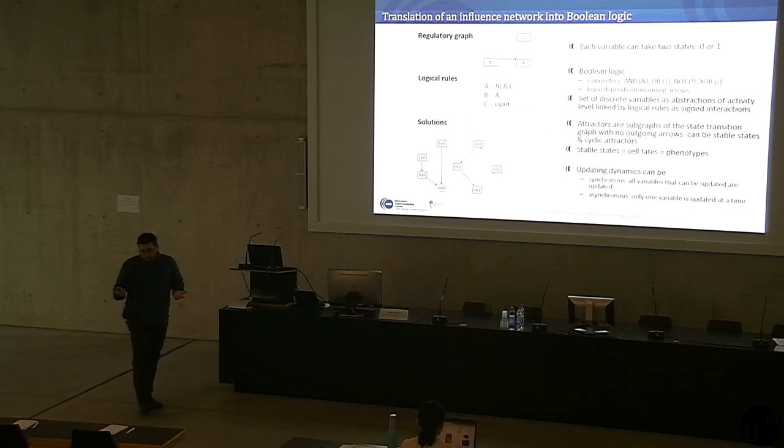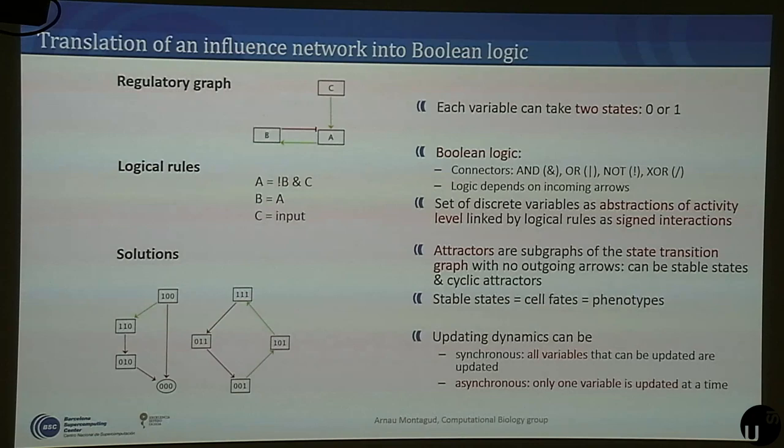So let's go very briefly into how we work with Boolean logic. We usually start with a regulatory graph. In this toy model, you would have three genes, A, B, and C. A is activated by C, so whenever C is present, it will make A active. And B inhibits A, and A activates B. Each variable here can take 0 or 1, so it's either activated or inactivated, or present or absent. Then you would build these relationships of the regulatory graph using Boolean logic. So you would have Boolean gates, such as AND, OR, NOT, XOR, et cetera.